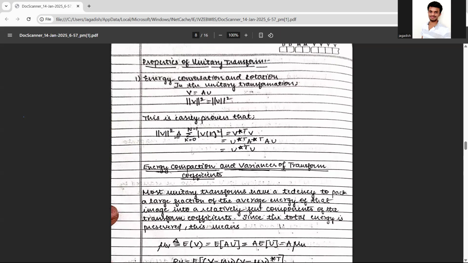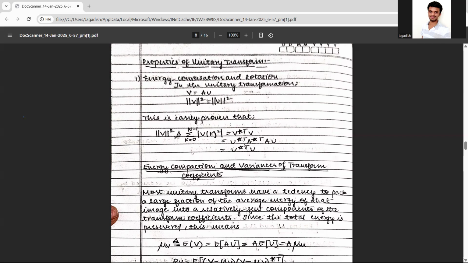The second property is energy compaction and variances of transform functions. Most unitary transforms have a tendency to pack a large fraction of the average energy of the image into relatively few components of the transform coefficients. Since the total energy is preserved, this means the mean of V is approximately equivalent to E of V, which is approximately equivalent to, see, V is nothing but A into U.